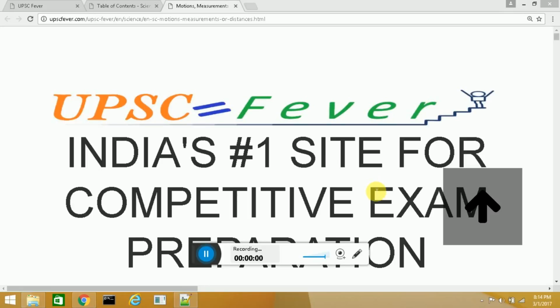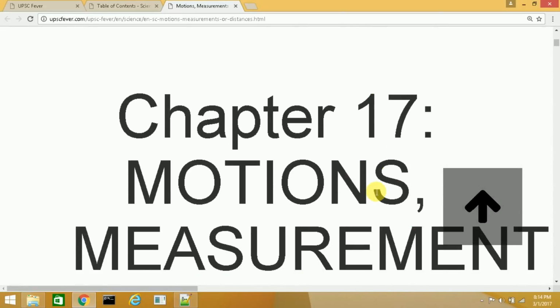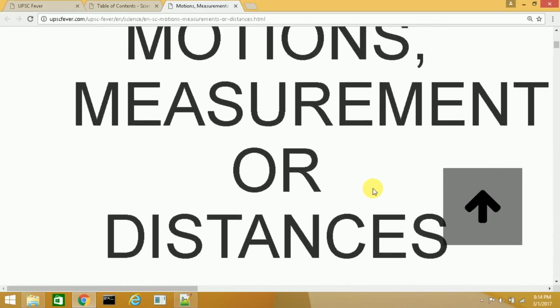untitled.com's science section of competitive exams, and today we are going to see chapter number 17 on motions, measurements or distances. So this chapter covers 3-4 important modules like Newton's laws of motion, the energy theory and the types of energy, and certain miscellaneous facts about motions and distances.